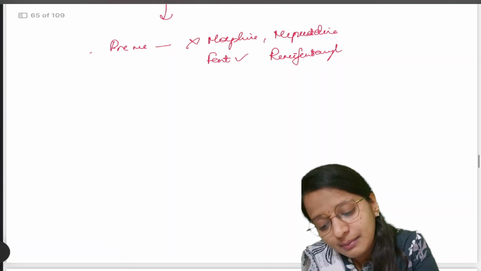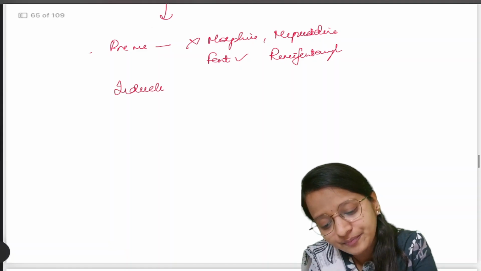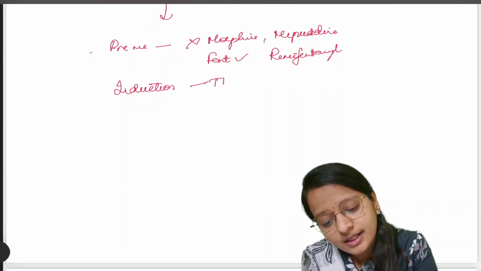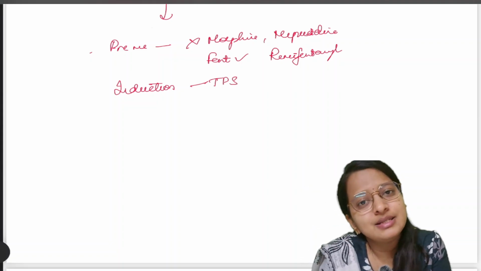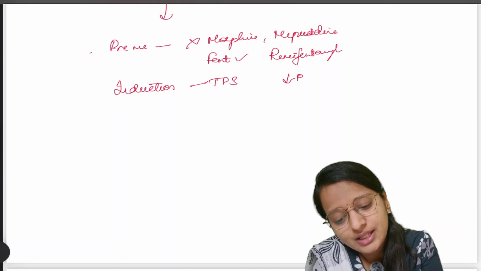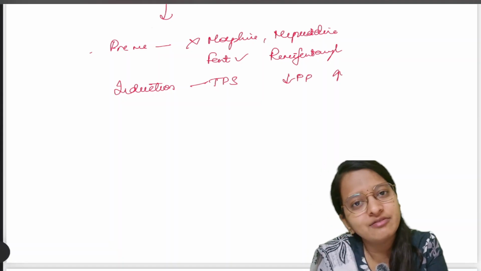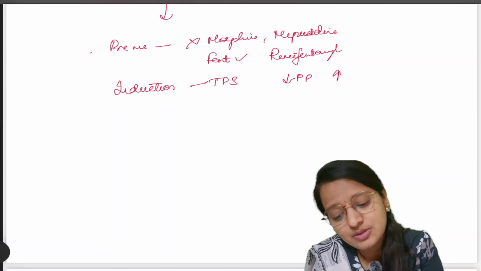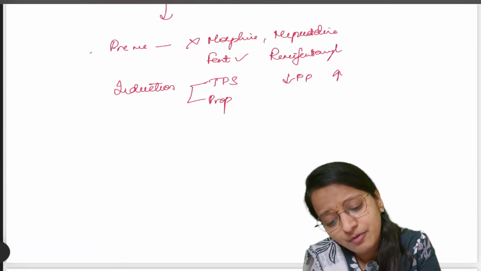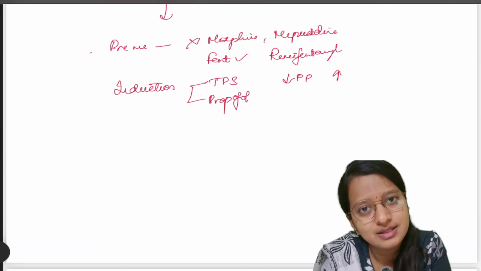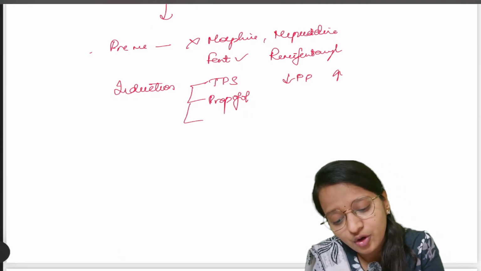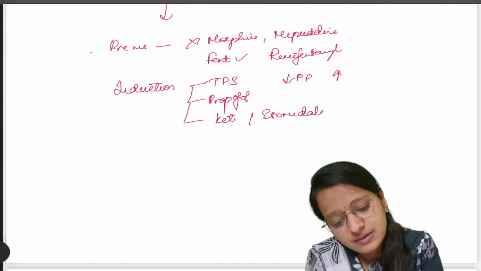Okay, coming to induction agents. In liver disease, there are decreased plasma proteins, so there will be an increased unbound fraction, so more effect. So better we'll go with propofol if his hemodynamics are stable. Otherwise, we'll go for other options, ketamine or etomidate in cardiac patients.